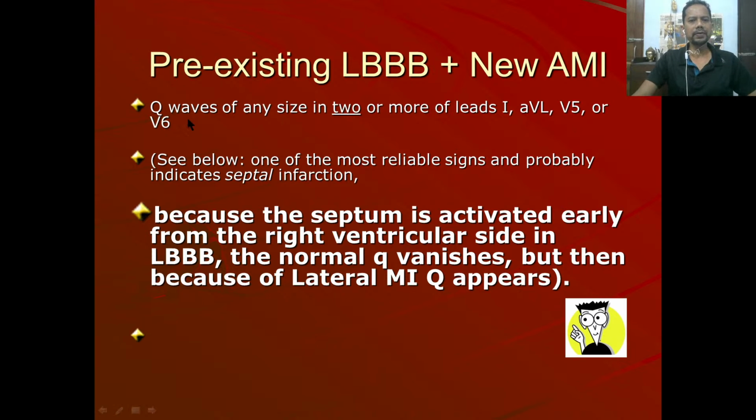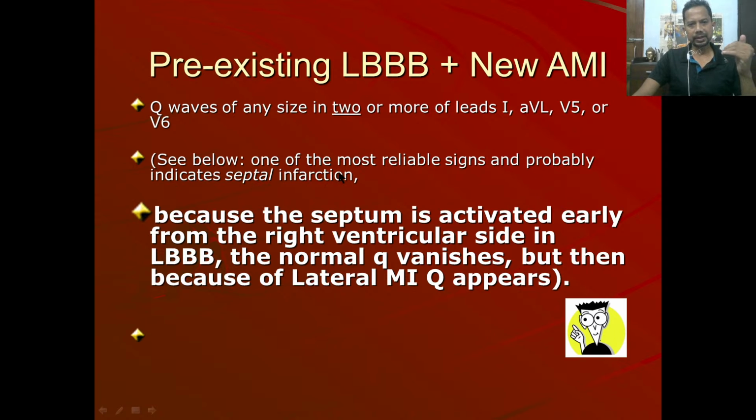So you will see Q waves of any size in 2 or more leads among lead 1, aVL, V5 or V6. So why will Q waves be there in the lateral leads? This is one of the most reliable signs and probably indicates septal infarction.